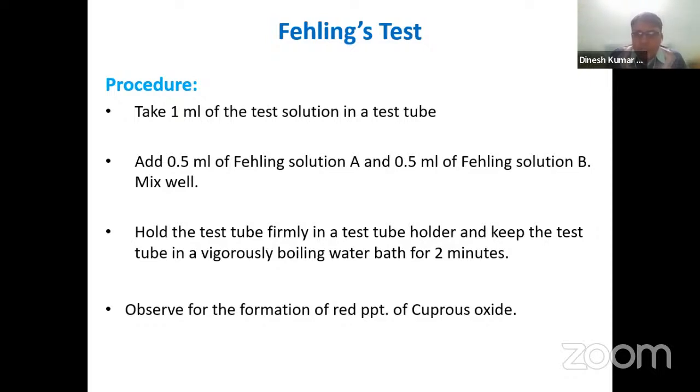Take 1 ml of the test solution in a test tube. Take 0.5 ml of Fehling solution A and 0.5 ml of Fehling solution B. Mix them well. Hold the test tube firmly in a test tube holder and keep the test tube in a vigorously boiling water bath for 2 minutes. So within 2 minutes, you will observe the color change. The test is very simple. You require just 1 ml of the reagent and 1 ml of the test sample, and you will get the result in 2 minutes.